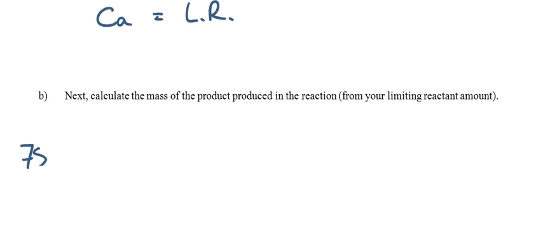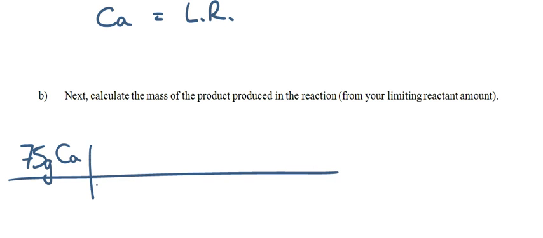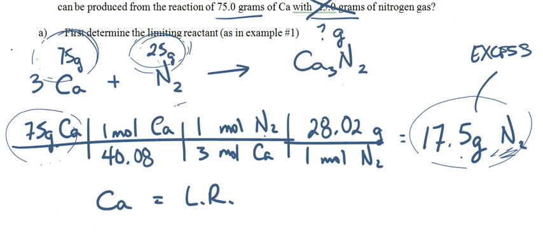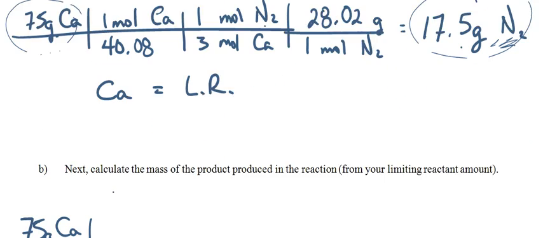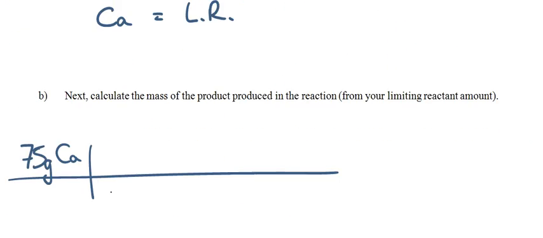So we have our balanced equation, and we have 75 grams of calcium. You've already written the balanced equation right up here. You don't need to rewrite that. You have it once. You're done. Okay? So now what we need to do is change our grams of calcium into moles of calcium. Very, very similar to what we did in the limiting reactant problem. And again, the molar mass is 40.08.